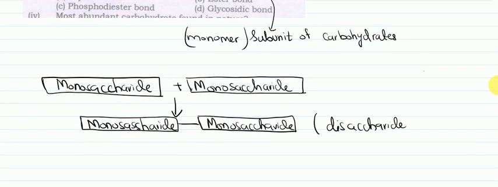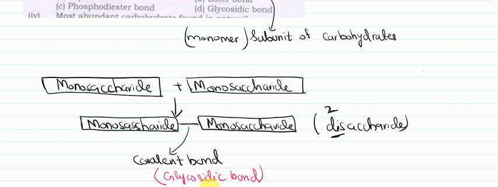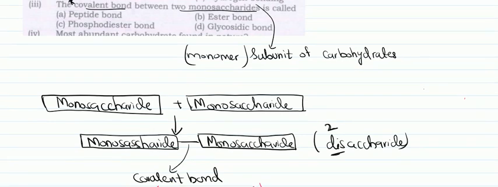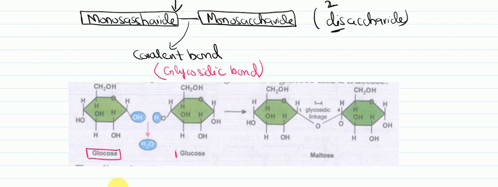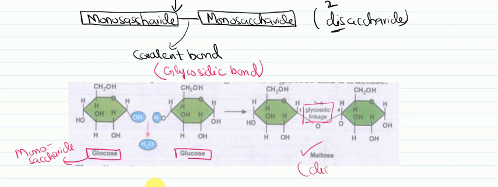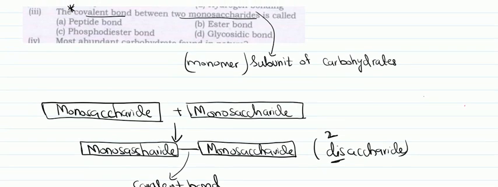Why do we call them a disaccharide? Because di means two. Two monosaccharides are combined together and form a bond between them, the nature of the bond is covalent, and we name this bond the glycosidic bond. It means the glycosidic bond is the covalent bond formed between two monosaccharides. Here is an example: two monosaccharides, glucose and glucose, join together and form a glycosidic linkage between them, and they are now known as maltose, which is a disaccharide, right? So the correct answer is that the covalent bond between two monosaccharides is called the glycosidic bond, right?